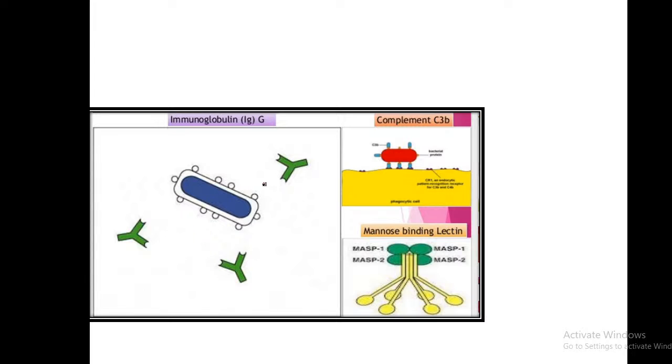I said three examples of opsonins. The first opsonin is IgG. The second opsonin is C3b. The third opsonin is mannose binding lectin. Here it is shown, the structures of these three opsonins. These three are opsonins.